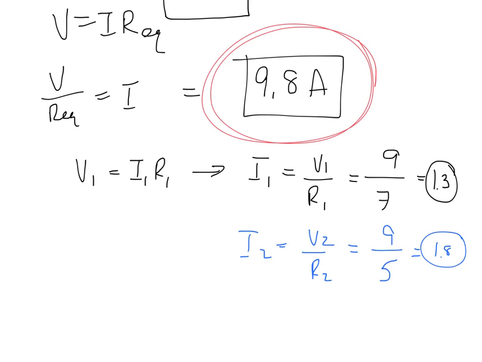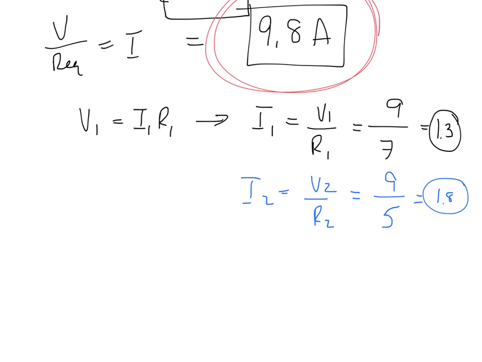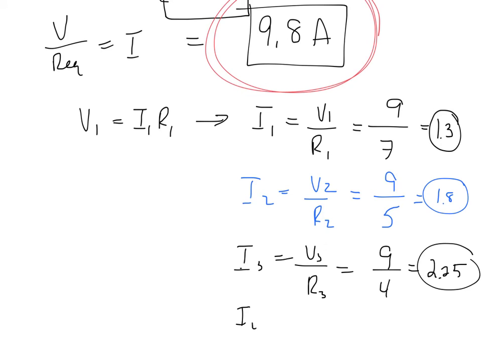Notice, the resistance is less, so the current is greater. That's because the resistance and current oppose one another, right? That was what you answered on your quiz. The difference between resistance and current, they are opposing forces, if you will. Not really forces, right? So, saying. Next, I3 is V3 over R3, which is still 9, but now it's over, what, 4? 2.25. And finally, I4 is V4 over R4, which is 9 over 2, which is 4.5.